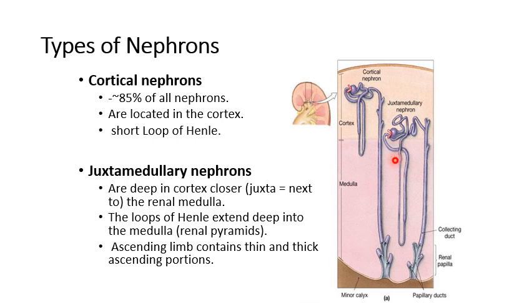The cortical nephrons are characterized by a short loop of Henle, whereas the juxtamedullary nephrons have a long loop of Henle. It is easy to distinguish the thin descending, thin ascending, and thick ascending limbs, which are of course prominent in this long loop. And as we mentioned, those juxtamedullary nephrons are important in the concentrating capability, whereas the cortical nephrons are the majority of nephrons. 85% of all our nephrons are located in the cortex.